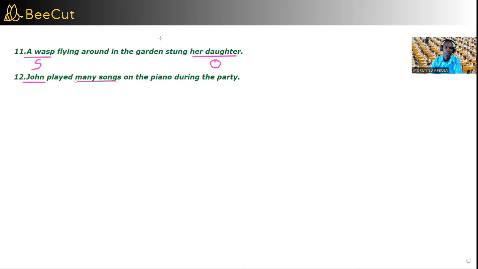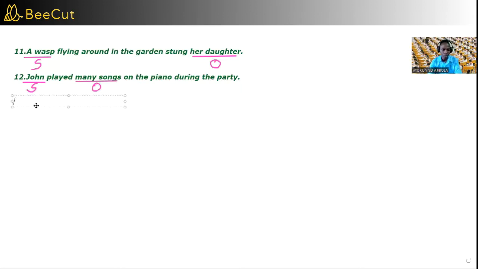So this is the subject, and this is the object. So the next one goes to Tracy. Tracy, get ready to answer this one. Pick out the subject and the object.